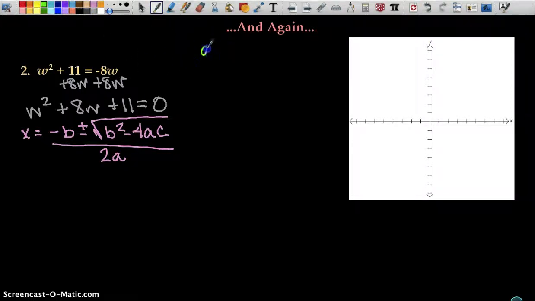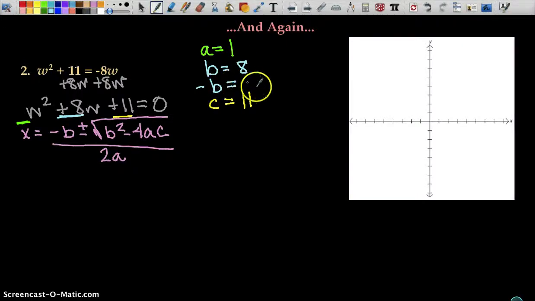So, first of all, a is the coefficient in front of the w squared. So A right here is 1. And then we can move on to B. B is the coefficient in front of W, so that would be 8. And our third one, which would be C, would be 11. Alright, now I always list out negative B also because we use negative B in the formula. So remember that if B is whatever number it is, negative B just means the opposite. So negative B would be a negative 8.